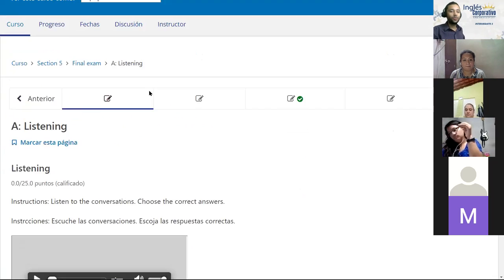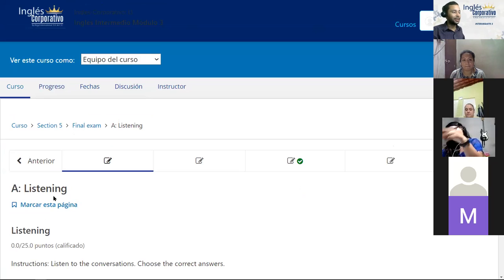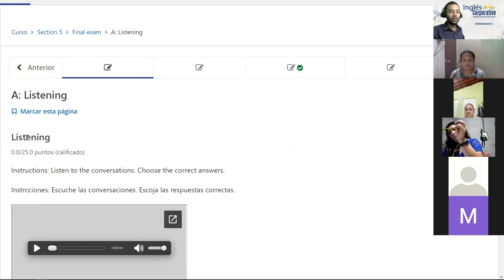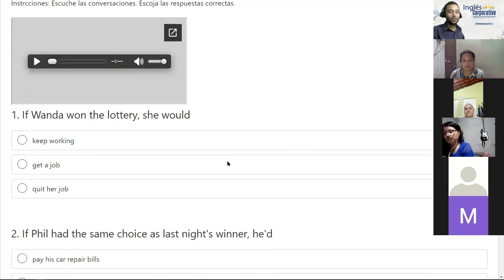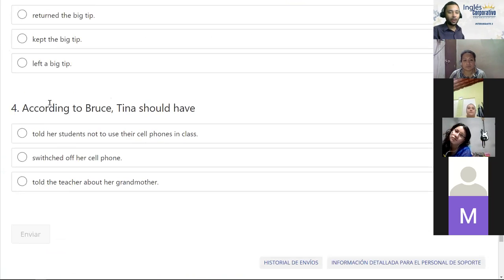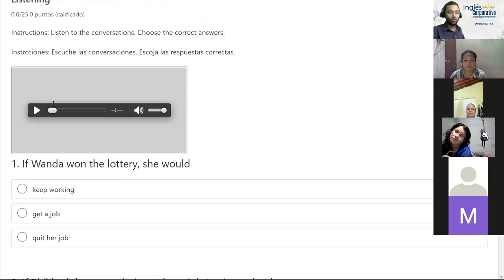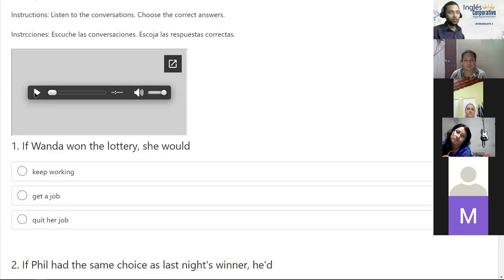So what are we going to do? Well, the first part is the listening section. Listening part, instructions, listen to the conversations, choose the correct answers. In Spanish, escuche las conversaciones, escoja las respuestas correctas. So you have conversations from 1 to 4. You need to listen to the track, and in the track, you will find the 4 conversations. Okay. The first one is, if Wanda won the lottery, she would.